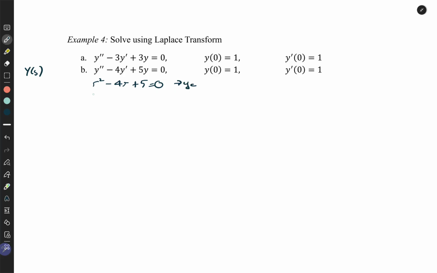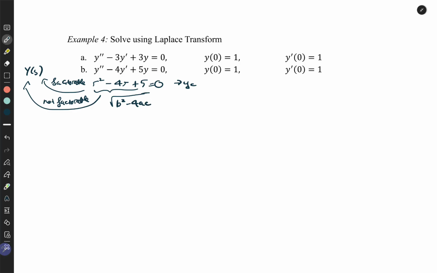When you do this, if this one is factorable, then you're going to have a factorable denominator for Y(s). If it were not factorable, then this one will have something not factorable. And indeed it's true. If you do this problem, we do the discriminant, the square root of b squared minus 4ac. For sure that's going to be negative. So let's try that quickly.